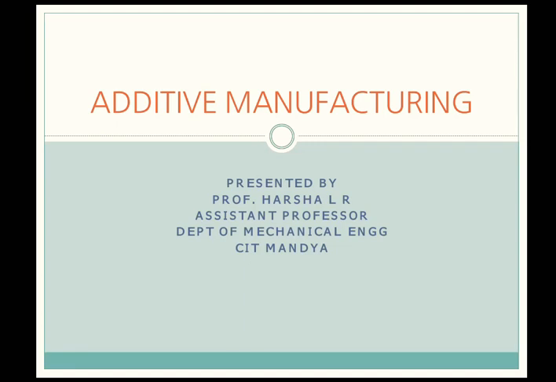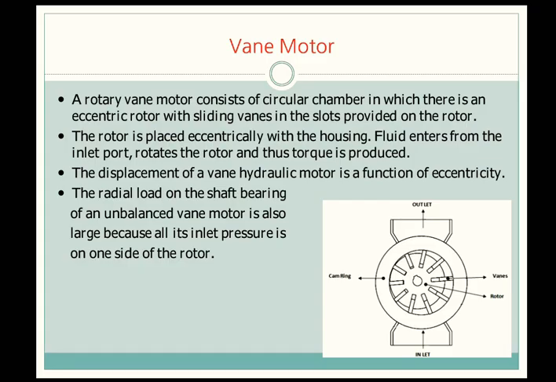Dear students, today we shall discuss the next type of motor, that is vane motor. A rotary vane motor consists of a circular chamber in which there is an eccentric rotor with sliding vanes in the slot provided on the rotor. The rotor is placed eccentrically with the housing. Fluid enters from the inlet port, rotates the rotor and thus torque is produced.